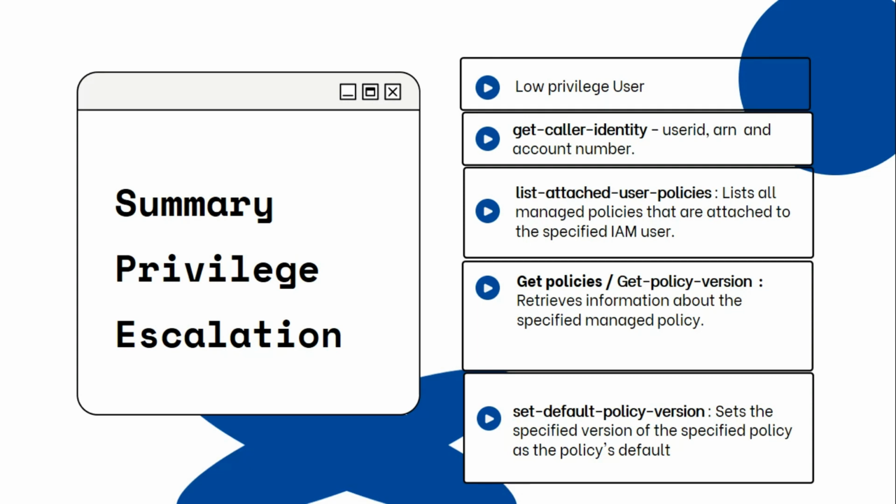In the fifth step, set-default-policy-version. For the privilege escalation, in the beginning we had v1 as the default policy, and we changed it and set v2 as the new default policy using the set-default-policy-version command. We then had access to the S3 buckets, and we even created a new bucket as well.